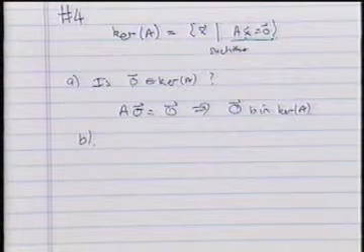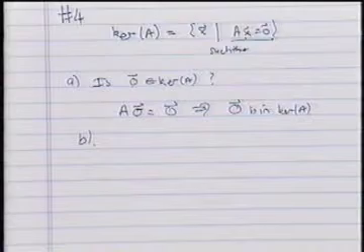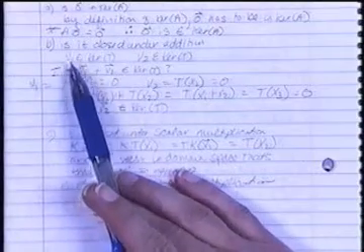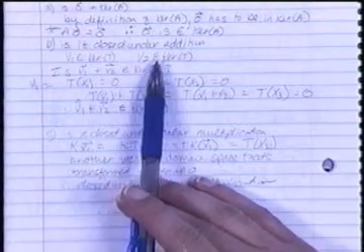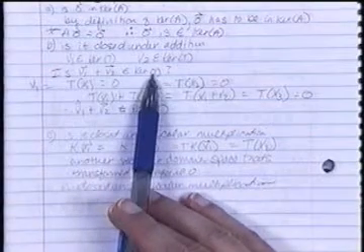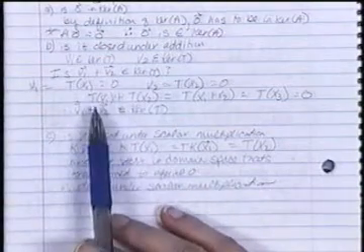And then B, is it closed under addition? Okay, so let me just put this back here. Is it closed under addition? So you say V1 is a member of the kernel, and V2 is a member of the kernel. And the question is, is V1 plus V2 a member of the kernel?